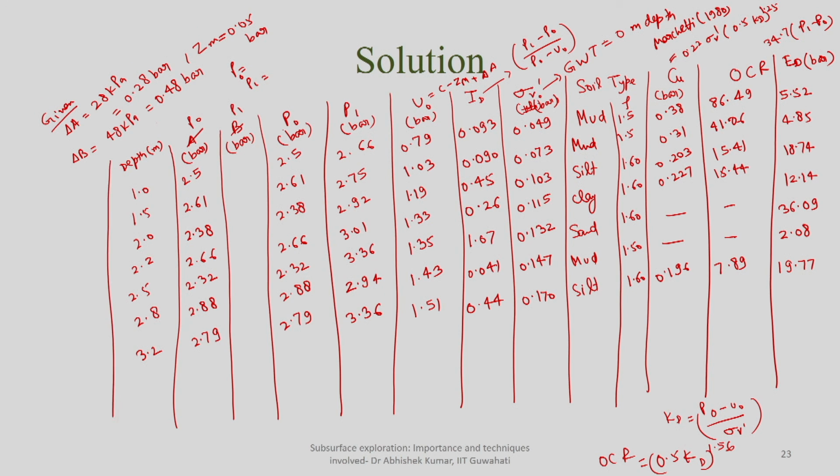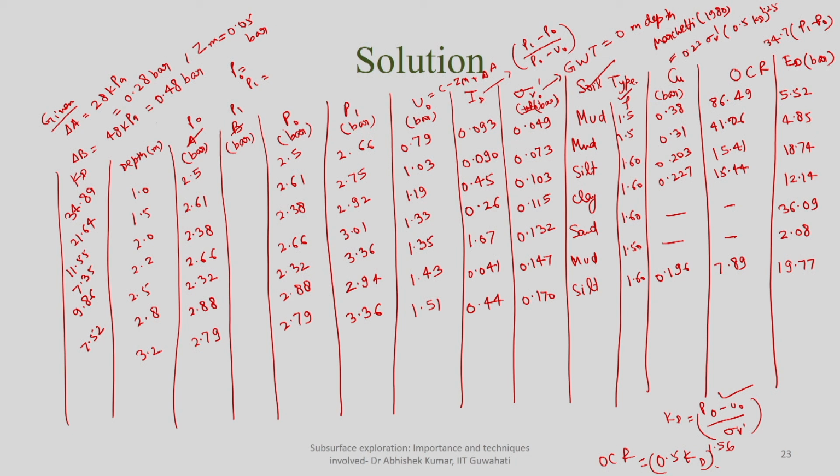If interested, I am writing here the value of Kd also, so you can validate with your calculation. Kd equals 34.89, then 21.64, then 11.55, then 7.35, 9.86, and then 7.52. So these are the values of Kd which have been obtained using this formula. You put the values here, then you will be able to determine the value of over consolidation ratio.